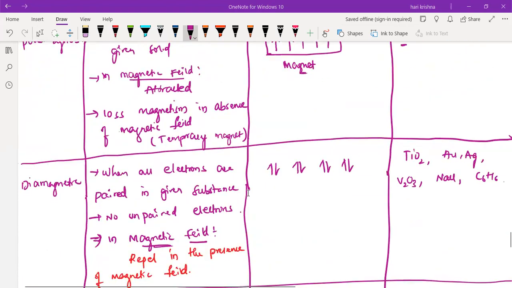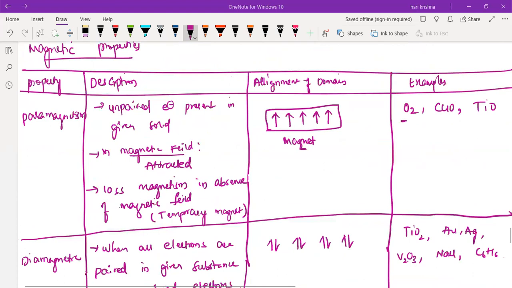So paramagnetism is caused due to the unpaired electrons present in the given substance. The alignment of all the domains is in the same direction in the case of paramagnetism. Best examples are O2, CuO, and TiO. So these will act as temporary magnets only. In the presence of a magnetic field only, they will act as magnets. In the absence of it, they will not act as magnets at all.